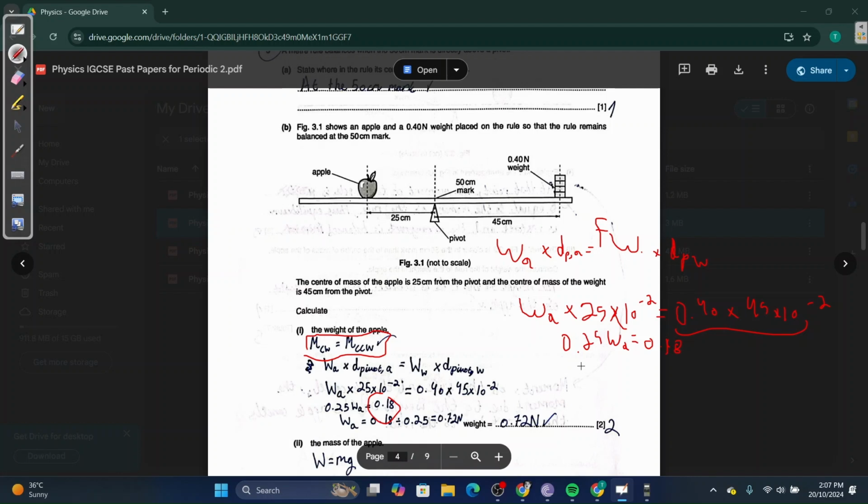Now divide to get WA, 0.18 divided by 0.25, which gives us 0.72 newtons. That's the correct answer. Okay.